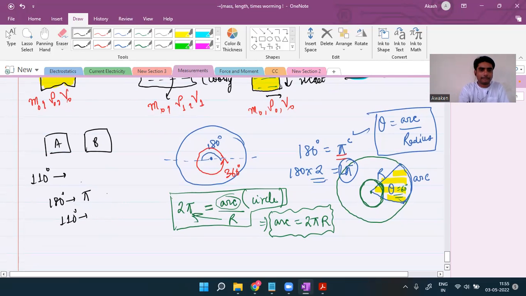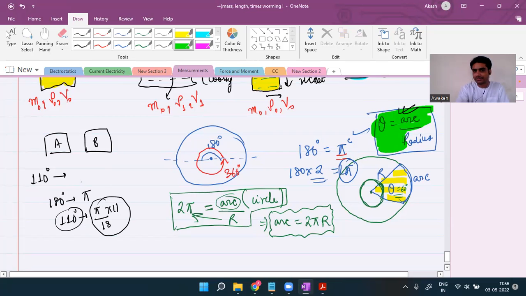Pi into 11 by 18. All right, so I have got the angle now in radians. Whenever you use this formula to find the arc length, you always have to put theta in radians, not in degrees. Write it there: for finding the arc length, theta should be in radians, in terms of pi.